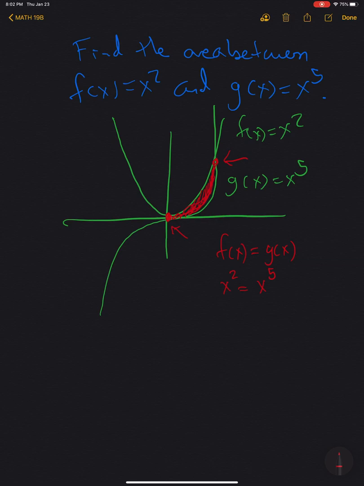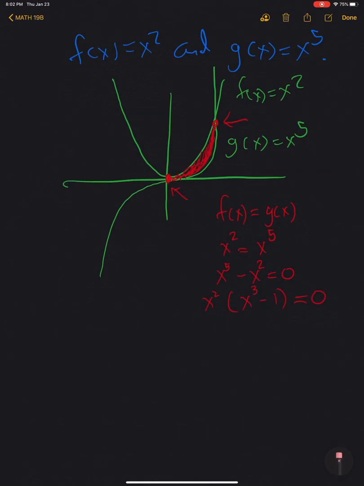Now, in order to solve an equation that looks like this, we need to put everything on one side and then factor our expression. In other words, this would be the same thing as saying x to the fifth minus x squared equals 0. It's very important not to cancel the x's in here because we can lose some intersection points. So we can factor this expression. I can take an x squared as a common factor, and then we will have x to the third minus 1 equals 0. That means that either x squared equals 0 or x cubed minus 1 equals 0.